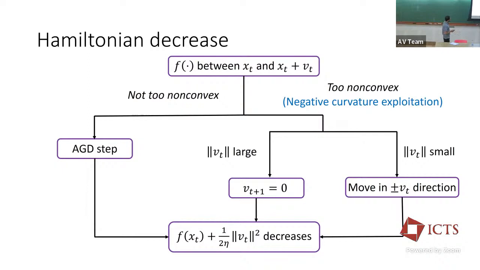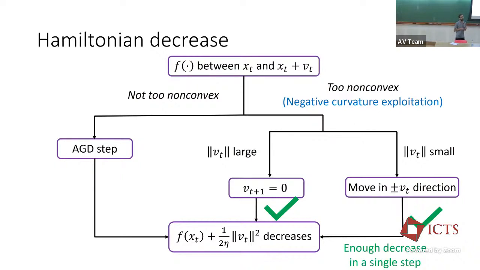Okay. So overall, what we have been arguing is that depending on whether the function is too non-convex or not between xt and xt plus vt, we have two different analyses. And in the setting where there is a lot of non-convexity, it turns out that the argument is easier, in the sense that in a single step, there is a lot of decrease. Okay.